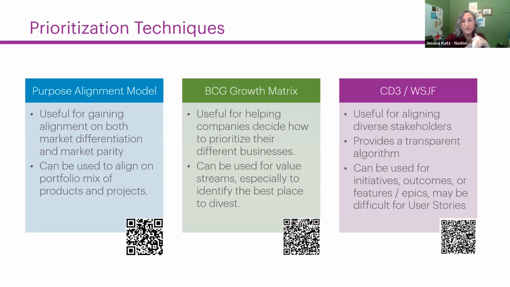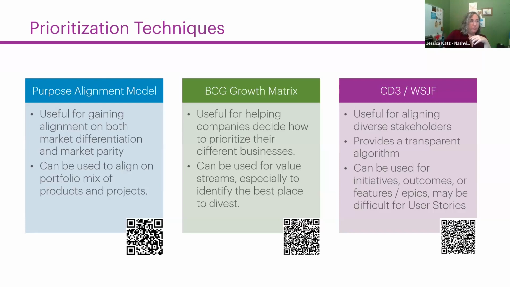If it's low market differentiation but high mission critical, this is parity. The rest of the world is already doing this and you have to do it. I can't imagine going to a web app, an online app for ordering food, and not being able to look at the whole menu and customize my order these days. So that would be what's considered parity. And then if it's low in both, it's low market differentiation and low mission critical, who cares? Why would we do it at all? So this is really useful. The purpose alignment model is really useful for gaining alignment on both market differentiation and market parity.